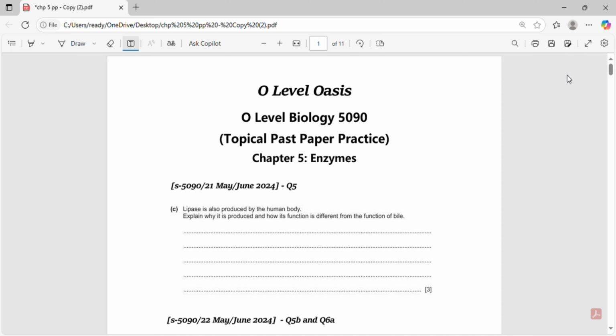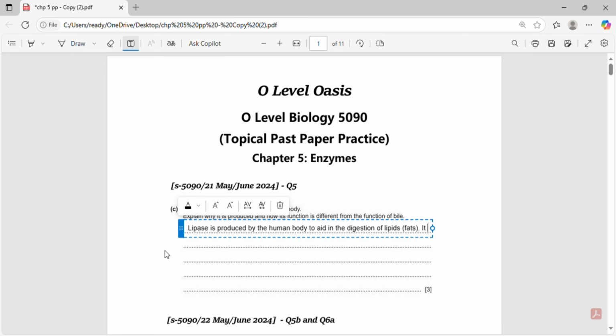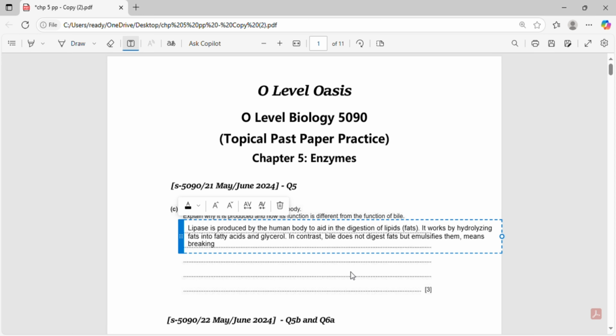We will write here that lipase is produced by the human body to help with the digestion of lipids, or fats. Its job is to break down fats into fatty acids and glycerol. Now, this is different from the role of bile. Bile doesn't actually digest fats. Instead, it emulsifies them, that means it breaks large fat droplets into much smaller ones. This increases the surface area of the fats, making it easier for lipase to do its job.